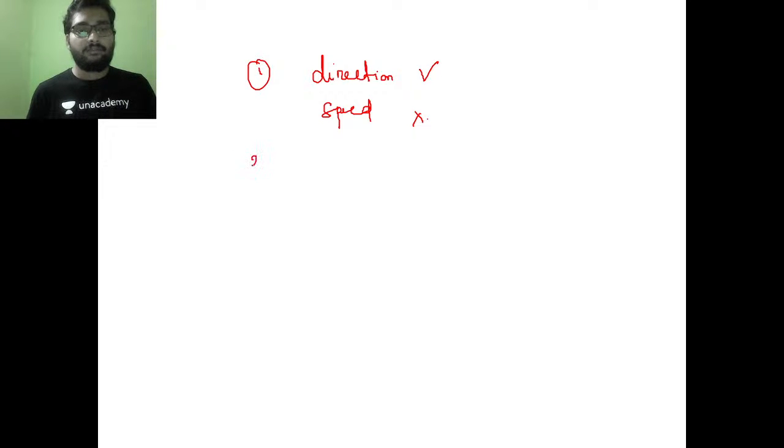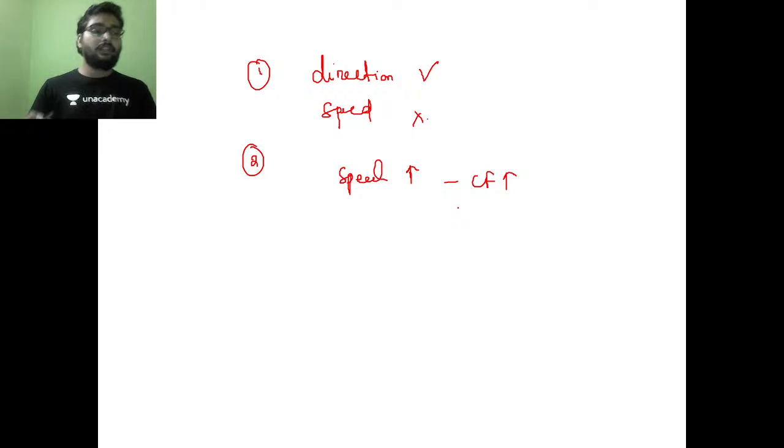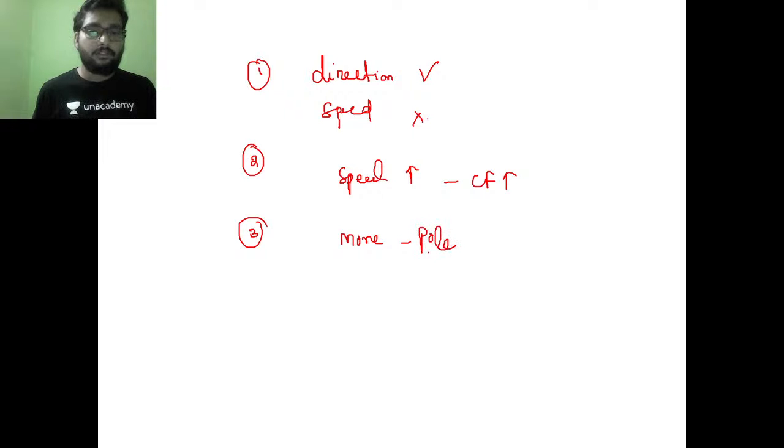The second point related to the Coriolis force is that the more the speed, the more pronounced the Coriolis force will be. Third, the Coriolis force is maximum at the pole and minimum at the equator.